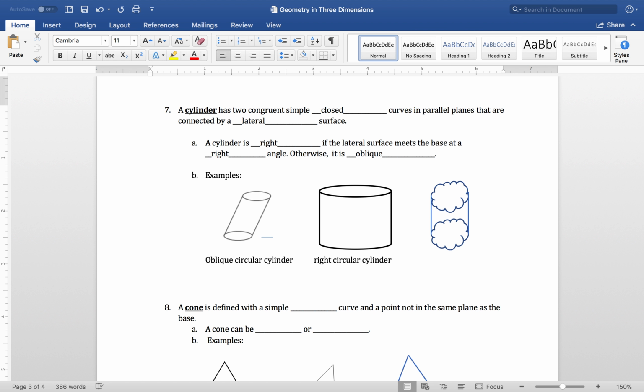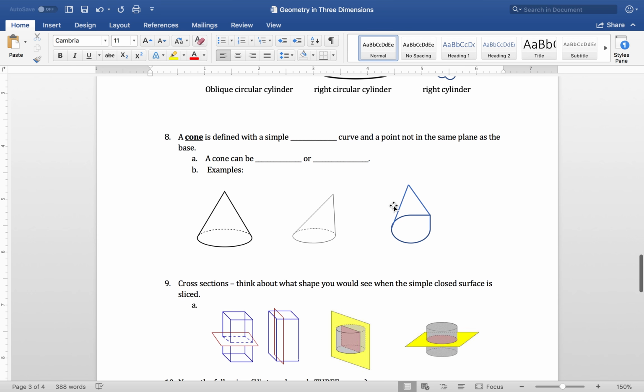Now, with cylinders and cones in just a second, we can have shapes as our bases that we don't know the name of. So in that case, I'm not going to give it a name. I'm just going to call this a right cylinder. It's right because these laterals meet at 90 degrees. And it's a cylinder because it has the same base on the top and the bottom.